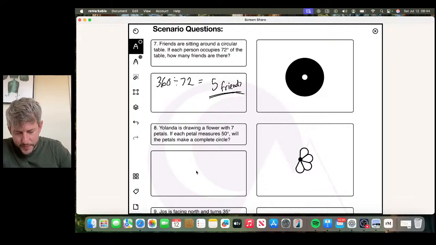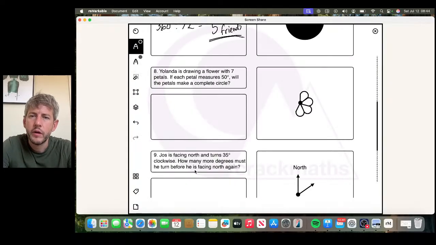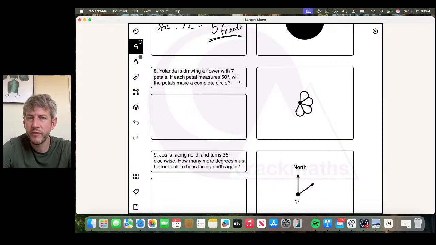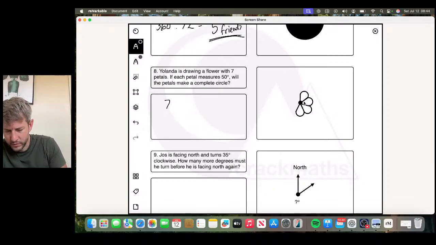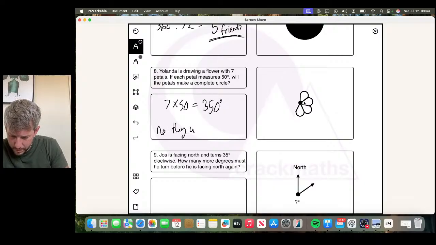Question 8. Yolanda is drawing a flower with 7 petals. If each petal measures 50 degrees, will the petals make a complete circle? So 7 times 50 equals 350 degrees. No, they won't.